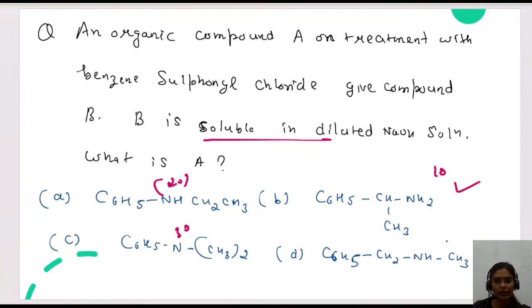Test positive. It's what? It's a secondary amine again. So soluble means primary amine and hence option B is the correct answer. Okay, so this is how B is the correct answer here. Okay, so let's see the next point.